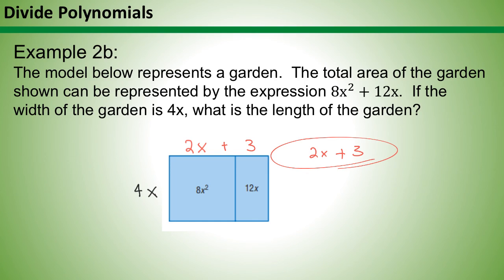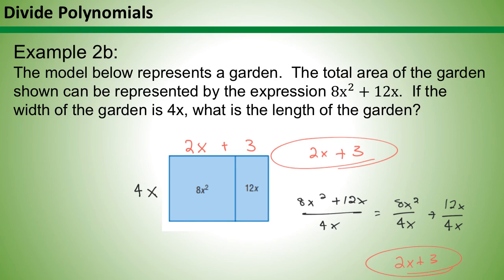Okay, I could have also worked it out like we did the previous examples, and that would look like this right here. We would do 8x squared plus 12x over 4x. I'd break it apart, 8x squared over 4x plus 12x over 4x, and then just divide. And we would end up with, again, 2x plus 3. Okay, so there's a couple different ways I could do that one.